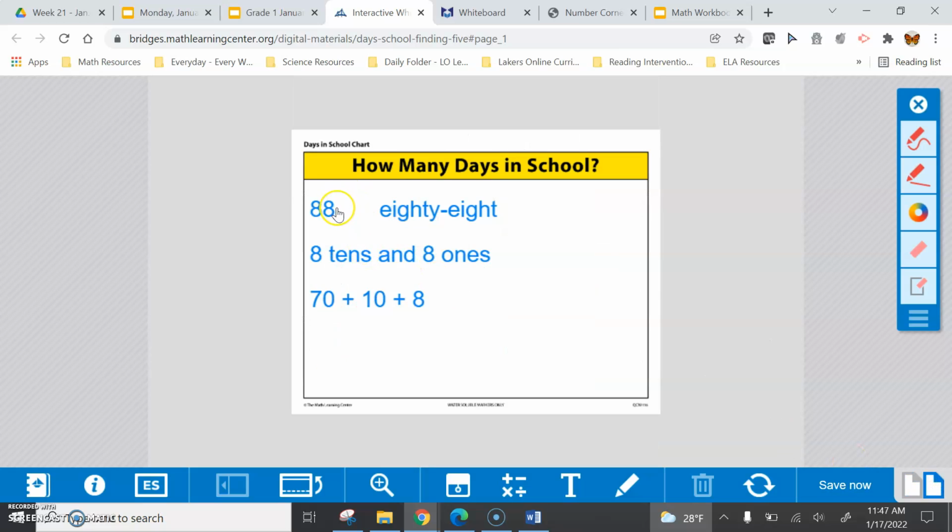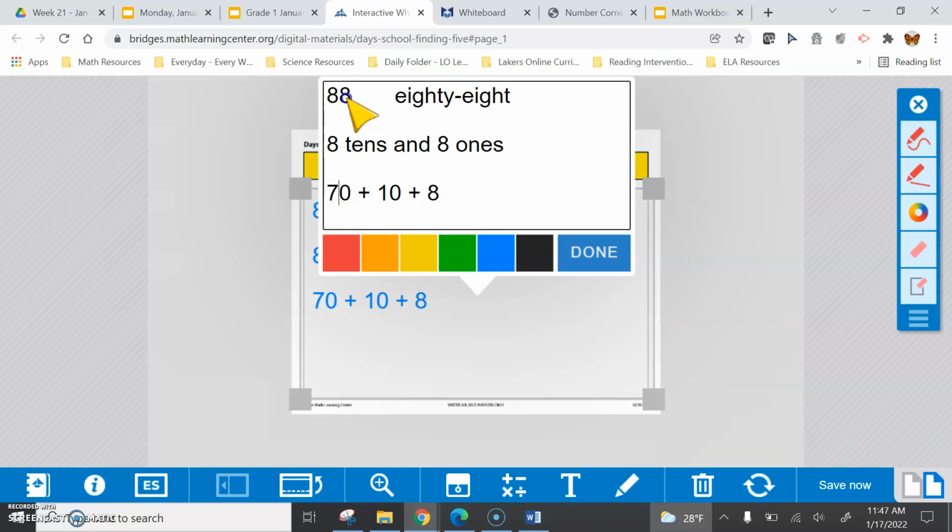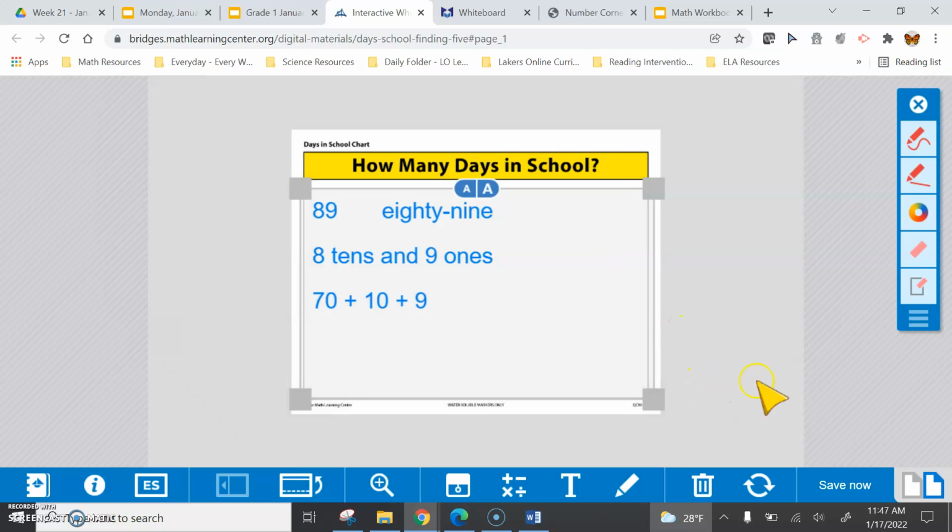Incredible. Let's change it here. Can you write a math fact now that would equal 89? What two numbers can you add or subtract that would give you the answer 89? So we now have 89 is 8 groups of 10s and 9 ones. The math fact we have for it is 70 plus 10 plus 9 equals 89.